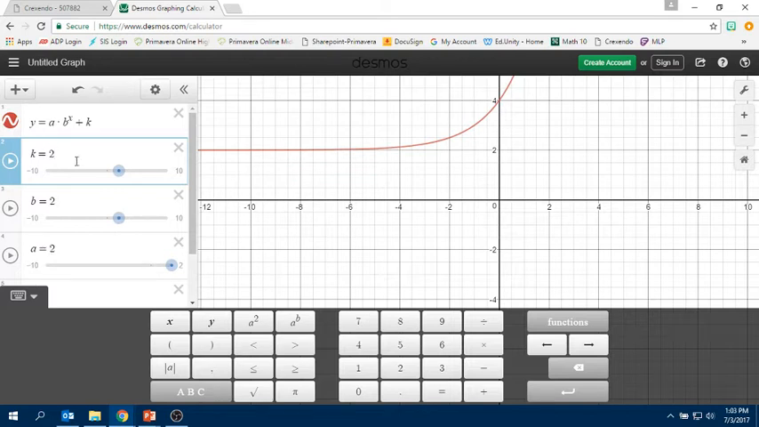All right, and that's how you can tell if you've taken a parent function and shifted it up or down, done a vertical translation. One, you'll notice that the y-intercept should change. And two, look at the horizontal asymptote. See if that's been shifted as well. That's how you can tell if you've done a vertical translation.